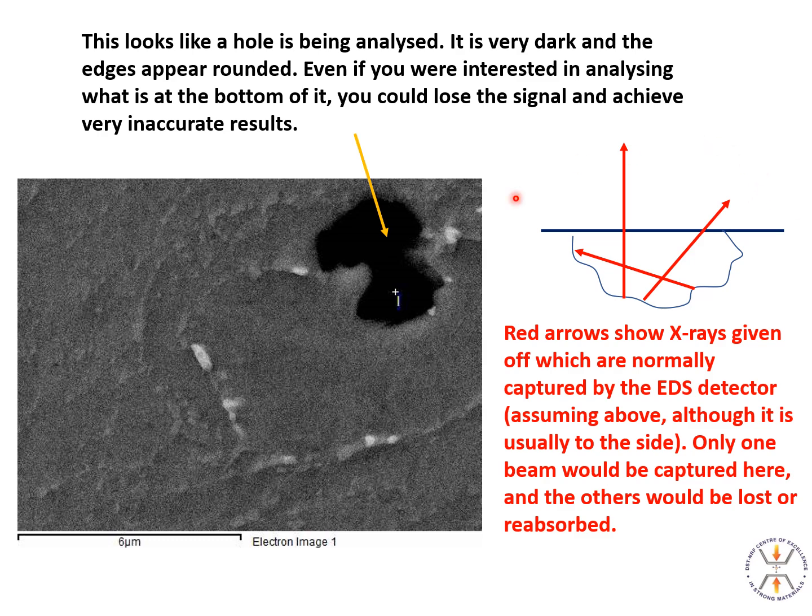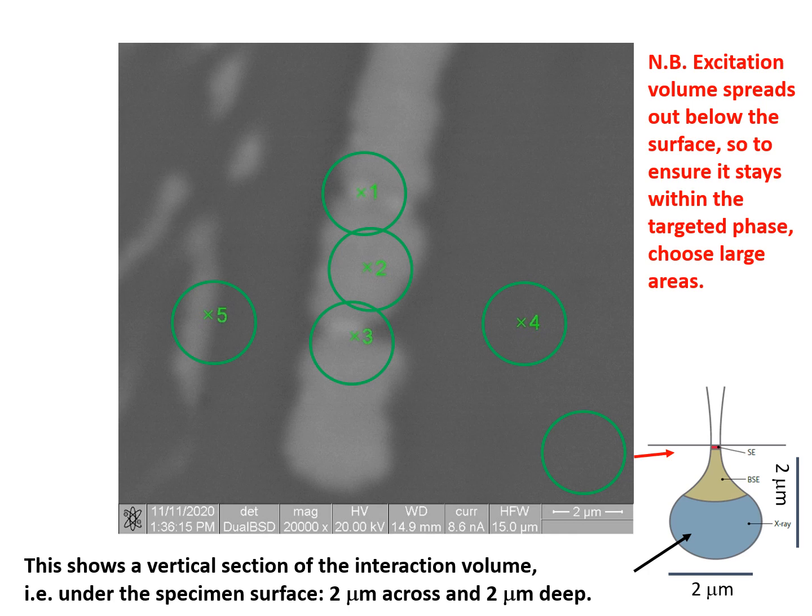Same poor old student, and he analysed a hole. This is what happens in the hole. I haven't drawn the electron beam going down, but I've just got X-rays coming off in random directions, because you wouldn't have one electron, you'd have a beam of electrons. That's why I've got these bouncing off. So don't analyze holes, you're not going to get accurate results.